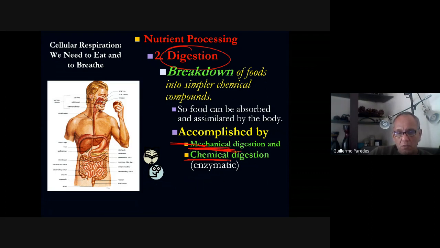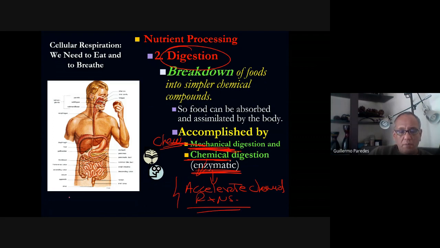Mechanical digestion is when you are chewing. Chemical digestion is when you have the enzymes. What is an enzyme? An enzyme is going to accelerate chemical reactions. That is what an enzyme is. And the enzymes will be, for example, the lipase, the protease, and the amylase. Some of them. Okay? So we have these enzymes that are going to produce the digestion of the food.